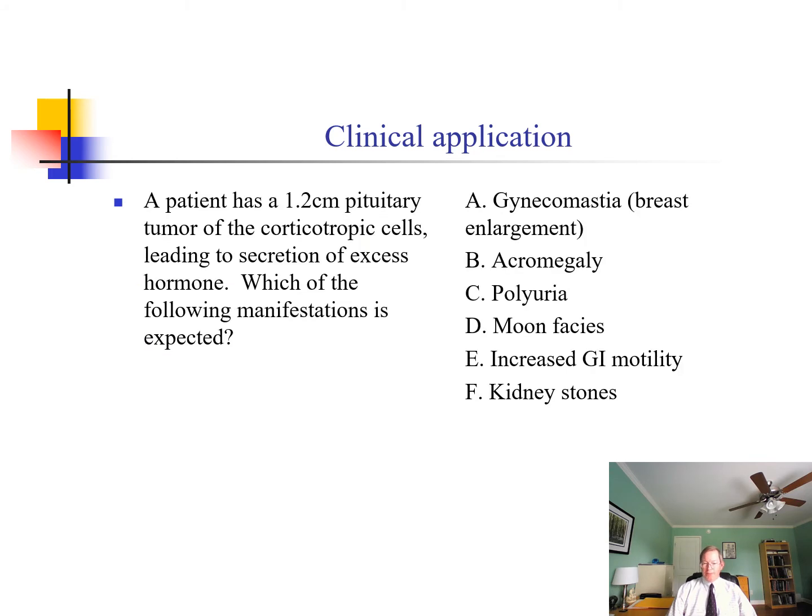Let's try another one. A patient has a 1.2 centimeter pituitary tumor of the corticotropic cells, leading to secretion of excess hormone. Which of the following manifestations is expected? Gynecomastia or breast enlargement, acromegaly, polyuria, moon phases, increased GI motility, or kidney stones.